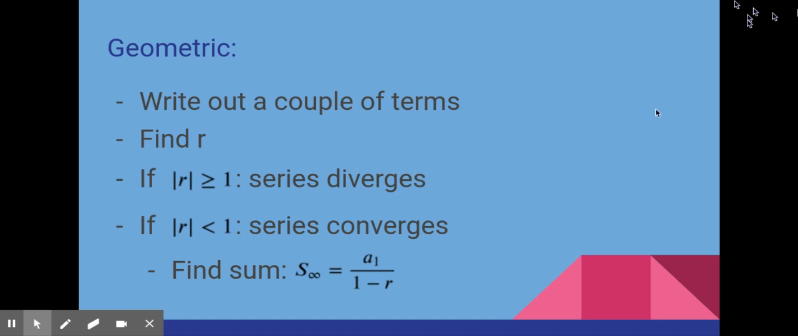It's shown down there. This is actually the only test that you'll learn this year that can give you a value for the sum of the series. So not only do you have to write series converges by geometric test, but you also have to show the sum value. And that's pretty much it.